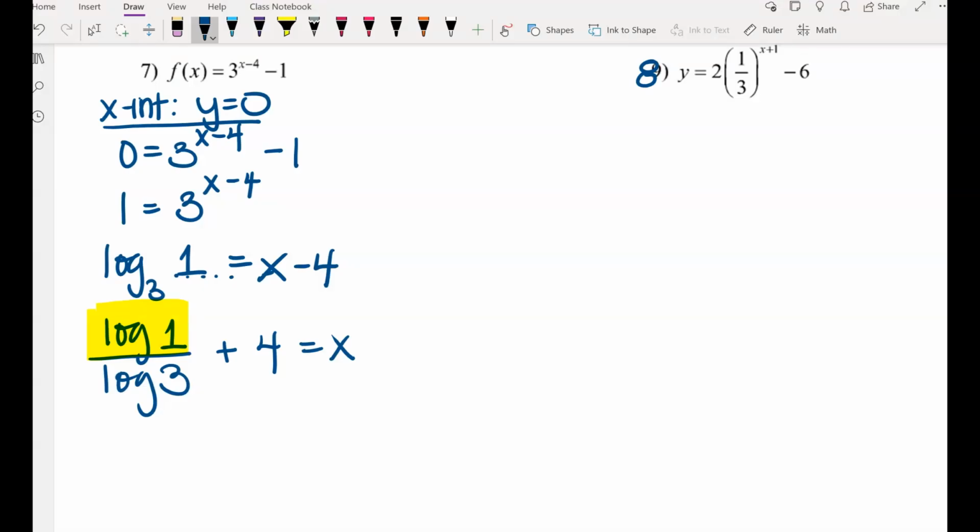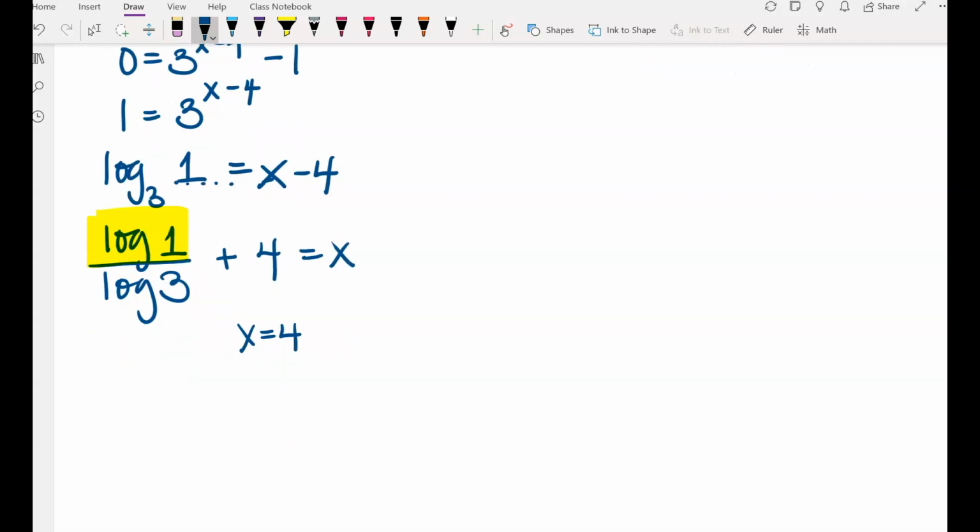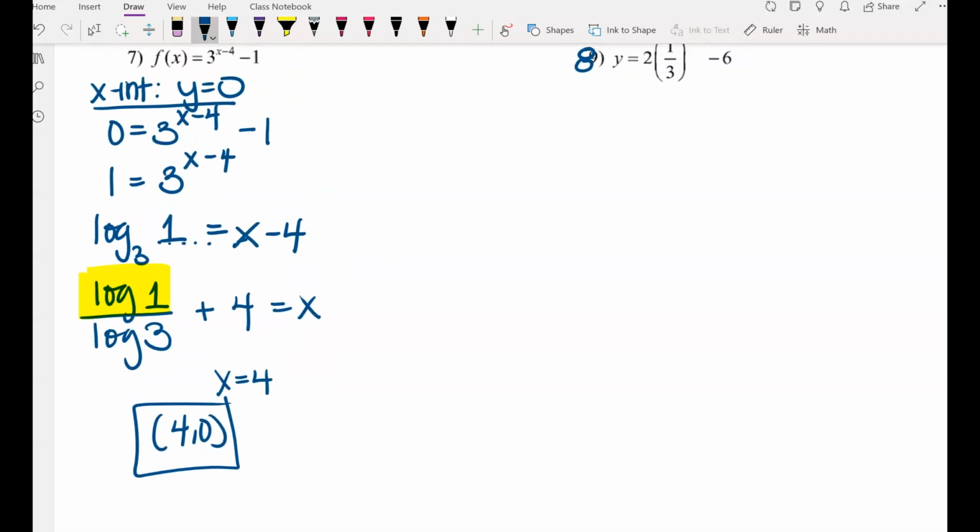So the exact answer is 0 divided by anything is 0. So the exact answer would just be simply 4. Okay, so your x-intercept is (4, 0). Box that up. Now y-intercept, we will set x equals 0.